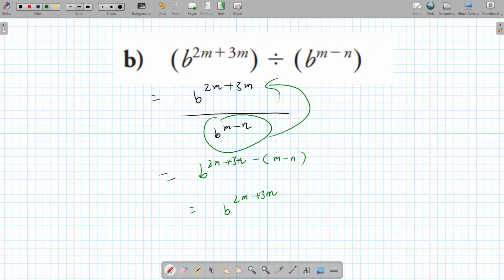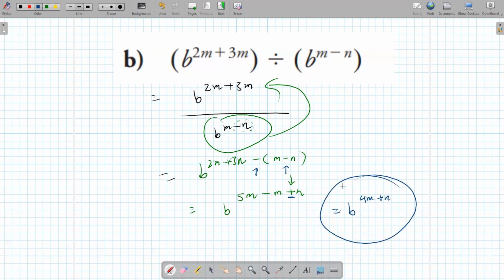Oh, 2m plus 3m is just 5m. So first guy is just 5m. And then minus m plus n. Do you understand how this sign became a plus n, even though we started with a minus n here? Because of the double negatives, we're subtracting a negative number, it becomes a positive. Then you have b to the 4m plus n, done.